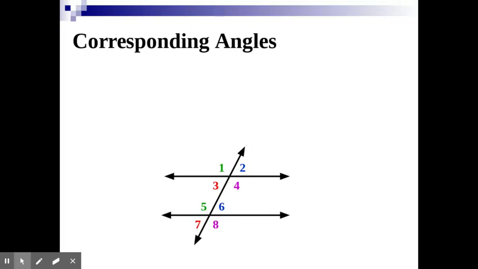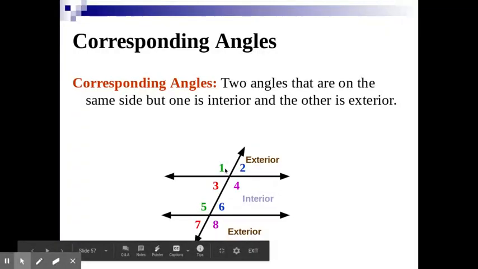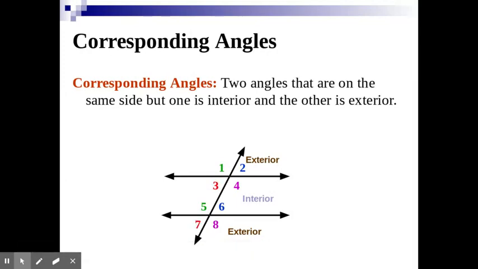All right, and our last one is corresponding angles. Corresponding angles are two angles that are on the same side, but one is interior and the other is exterior. So if you look at the matching colors, 1 and 5, they're on the same side, but one's on the interior, one's on the exterior. 3 and 7, same side, one's on the inside, one's on the outside. 2 and 6, and 4 and 8.